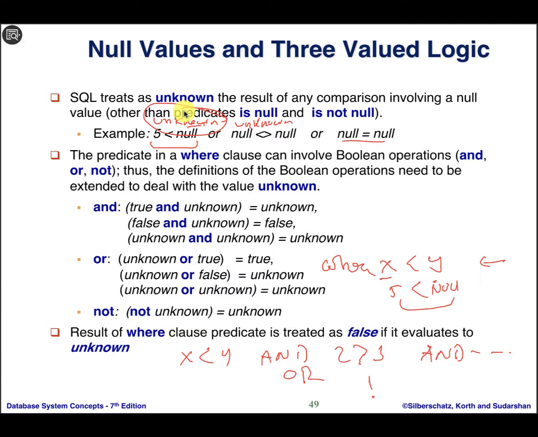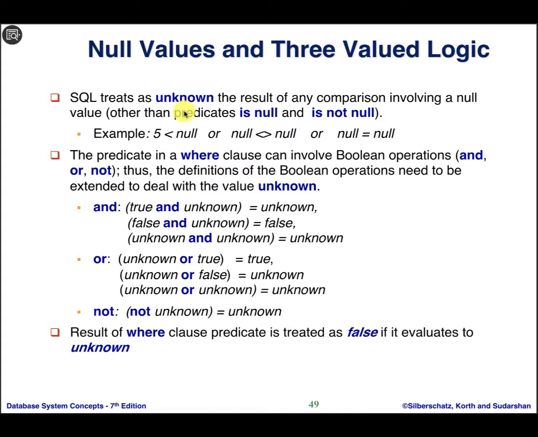Where does unknown come from? It comes when we have any predicate that contains a comparison involving a null value. So how can we handle this? I'm going to go over this a little bit to see how we can handle this situation by modifying the Boolean operations in order to deal with the unknown value. Just an extension, okay?